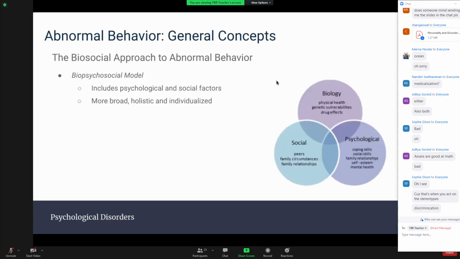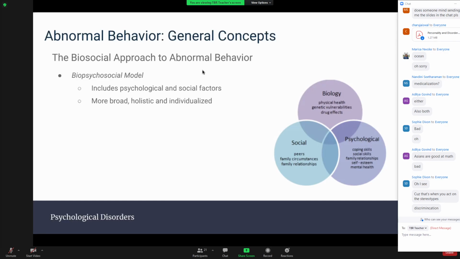There's another one that you gotta know, but it's just really easy to remember. It's the biosocial approach. Sometimes it's also called the biopsychosocial approach. And it's pretty much this diagram, which is that there are factors that involve biology, psychology, and society that all come together and that influence the way that we approach abnormal behavior and mental illness. The benefit of having this model is that it's just more broad and more holistic.